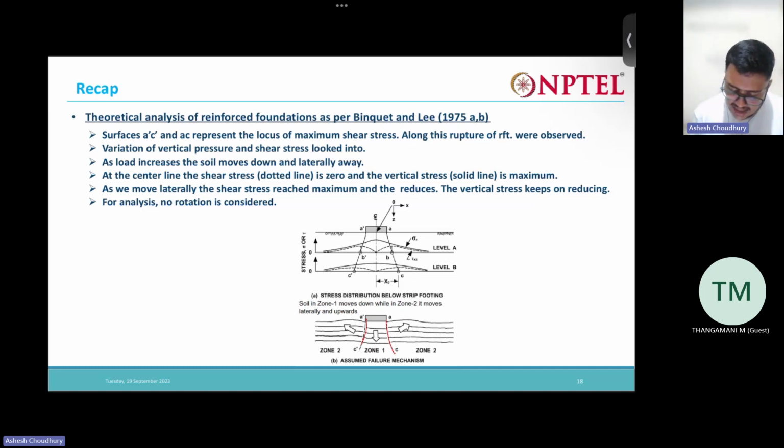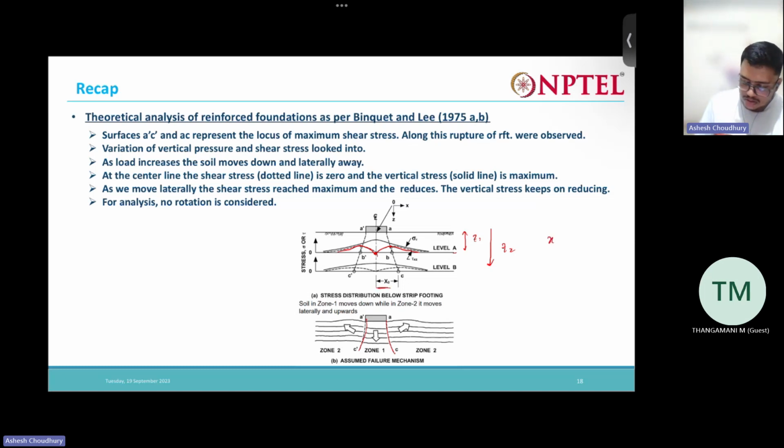Say we consider a level A. Level A means just a depth, some depth, say Z1, and this is at a depth of Z2 level. So at some depth, if we see how the shear stress actually varies, you will see that the shear stress varies about these dotted lines. So it's minimum at the center line, it increases and then it reduces. Okay, remember this: at any depth z, the point at which the shear stress is maximum is given by this distance x naught.